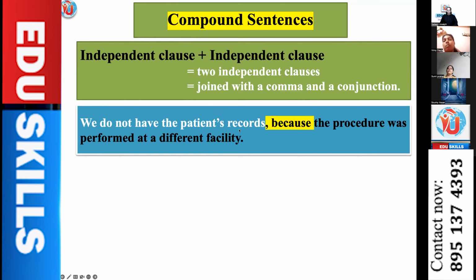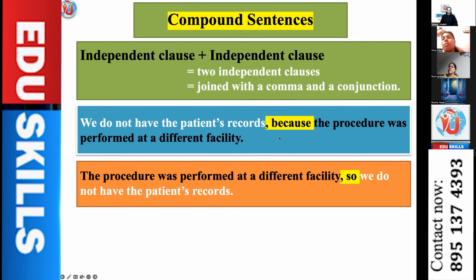See, we do not have the patient's records, comma, because the procedure was performed at a different facility. Now, this comma is known as the Oxford comma. Even if you don't mark this comma, you will not be penalized. Did you understand? This comma after "records": we do not have the records, comma. That is known as an Oxford comma. You will not be penalized if you don't put that comma there.